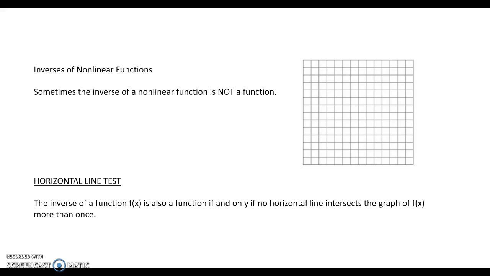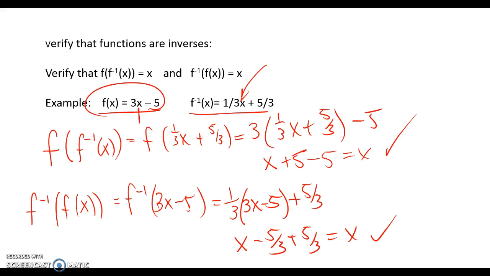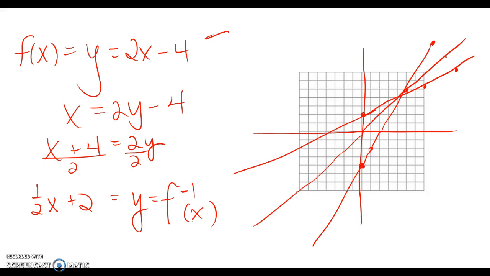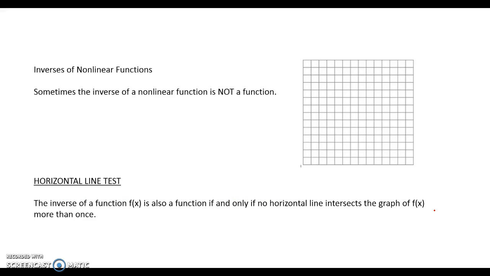Now, you can also have inverses of nonlinear functions. What's going to happen here, if you go back to this, both the original function and its inverse are functions. I can drop a vertical line, and it only hits once. So these are inverse functions. But we have to be careful when it comes to nonlinear functions.